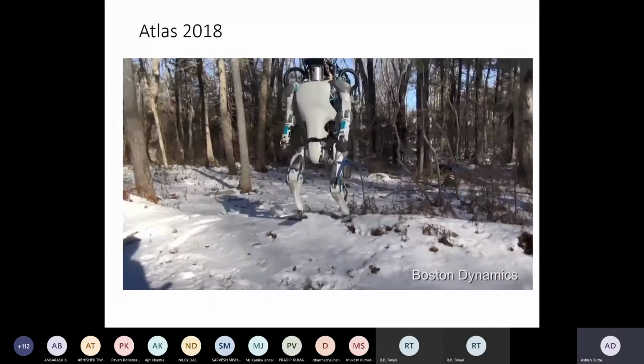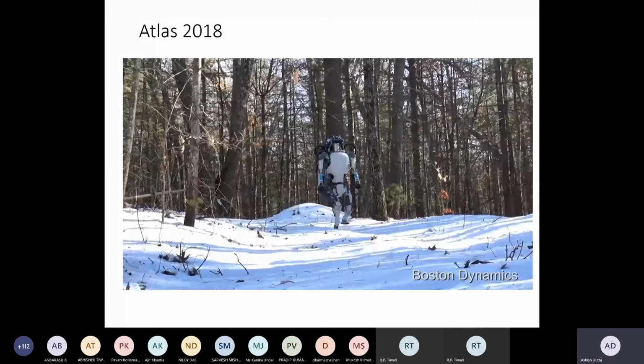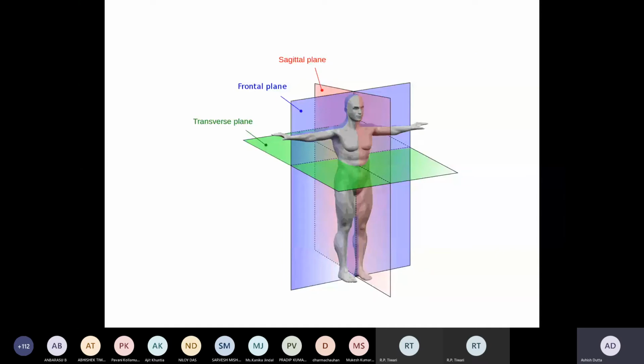Okay, so this is the Atlas robot 2018, and probably the most advanced bipedal robot in the world today. So let's look at a little bit more serious talk: how do we analyze bipedal locomotion in terms of robotics? How do I design the gait?